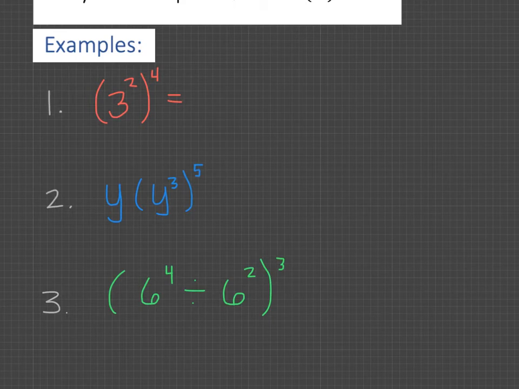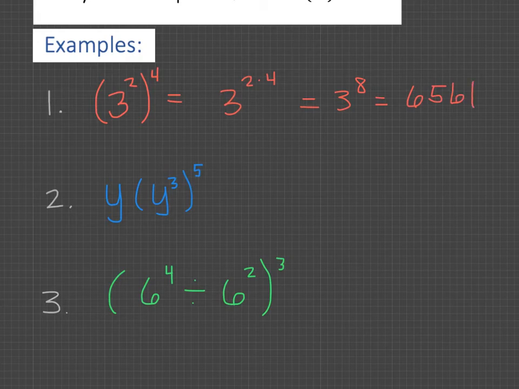We've got 3 squared, that whole quantity to the 4th. This is our power rule. We're going to take that base of 3, and we've got an exponent to an exponent, so we multiply the 2 and the 4. We get 3 to the 8th. We can evaluate that. This might be time to pull out the calculator. So plugging in 3 to the 8th, we get 6,561.